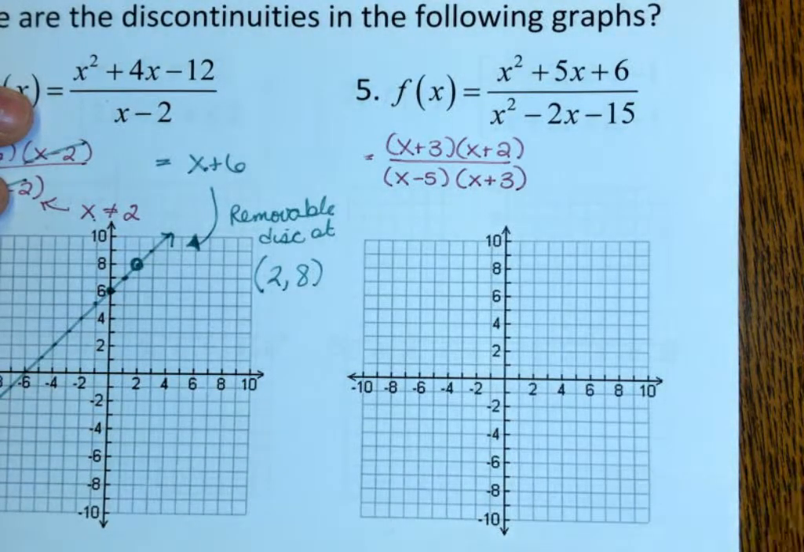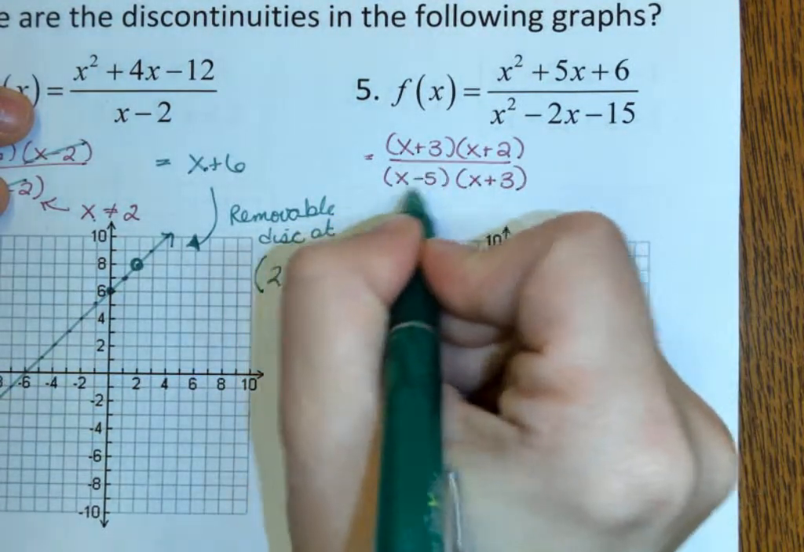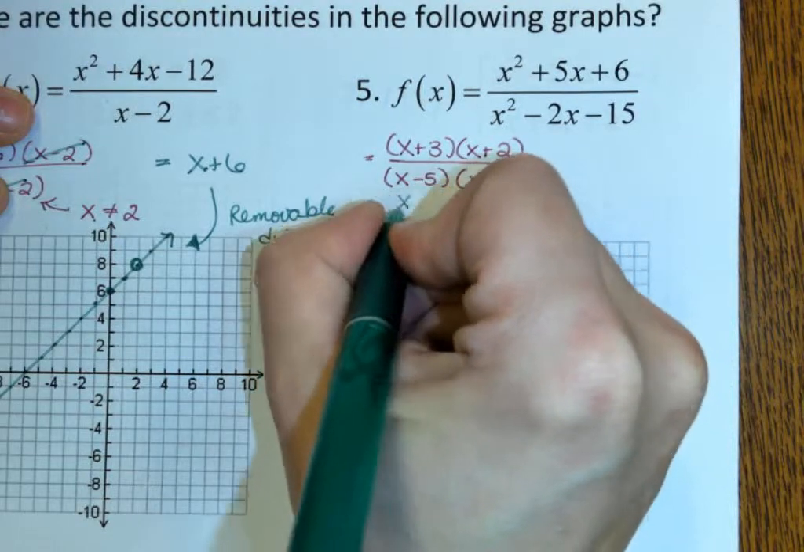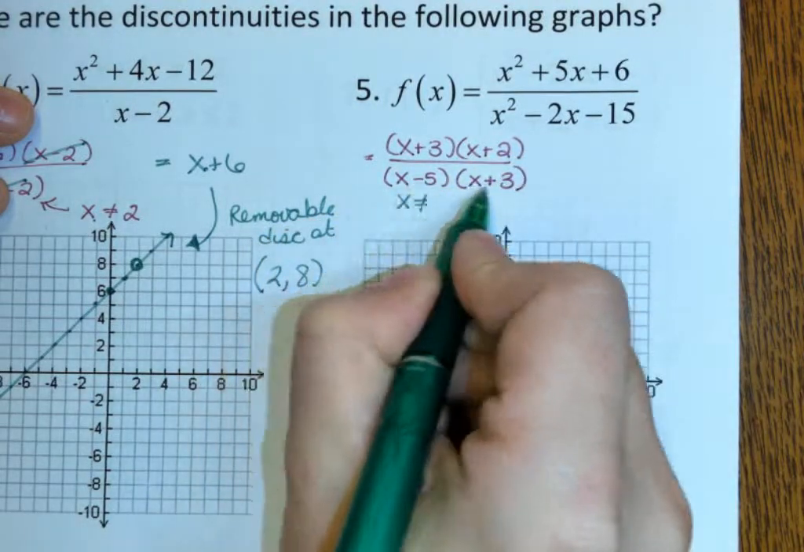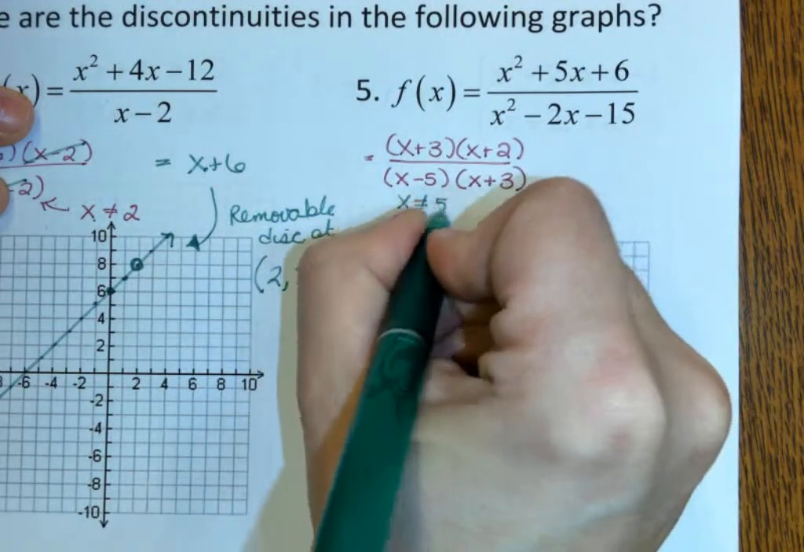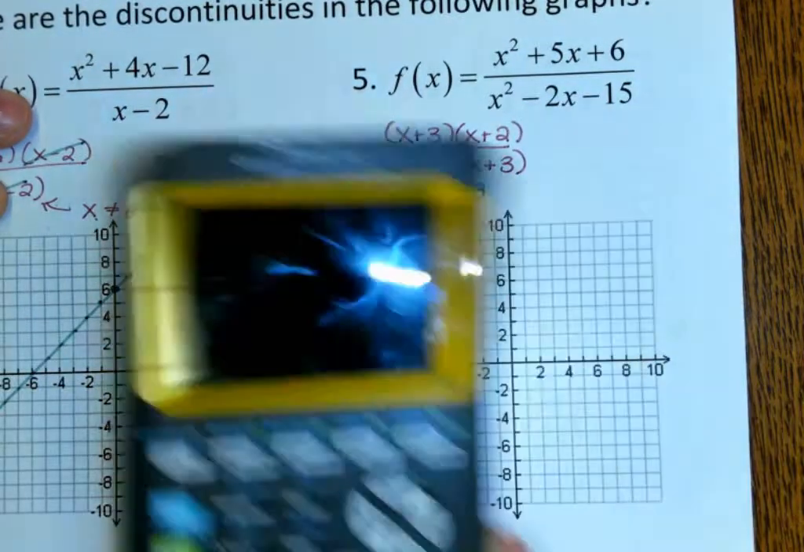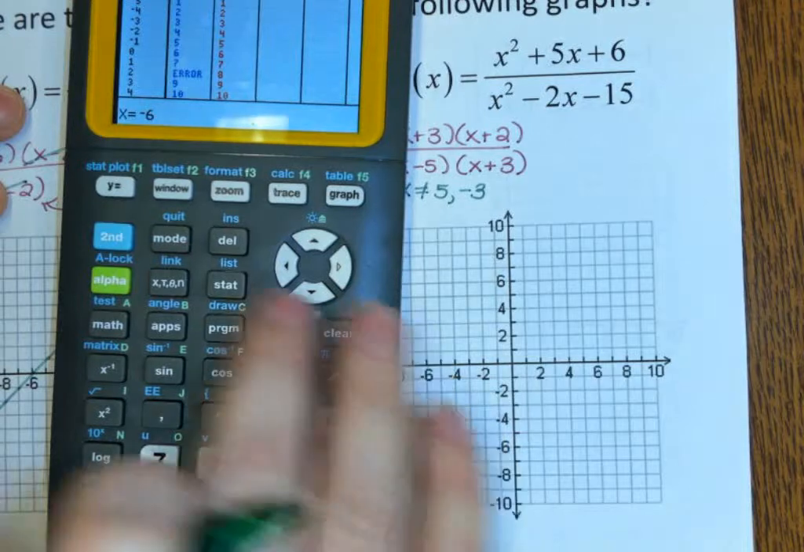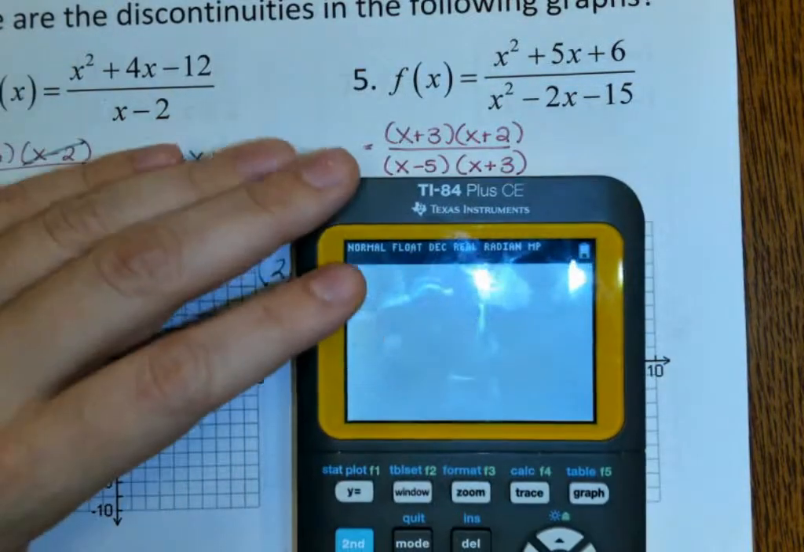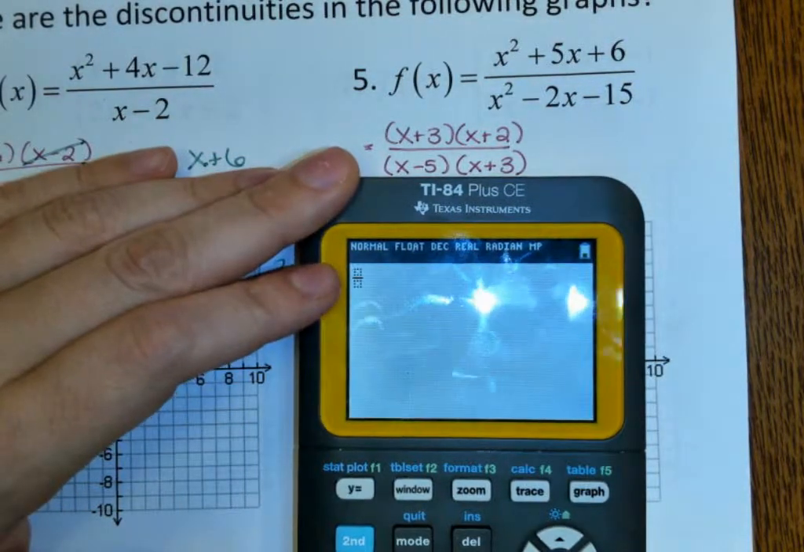Okay, so if I look at this denominator, and I state my restrictions, x could not be equal to 5 and negative 3. Now let's go to the graph. I'm going to type in my original function.